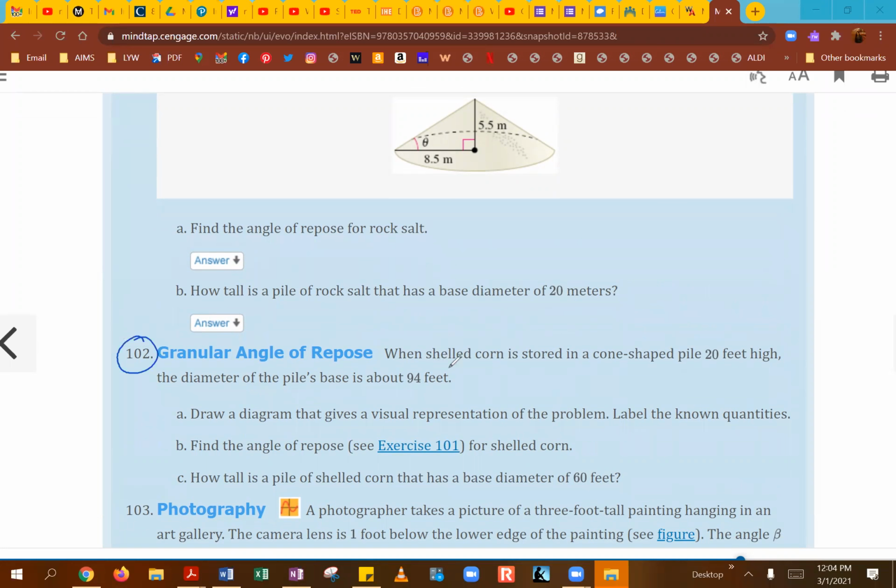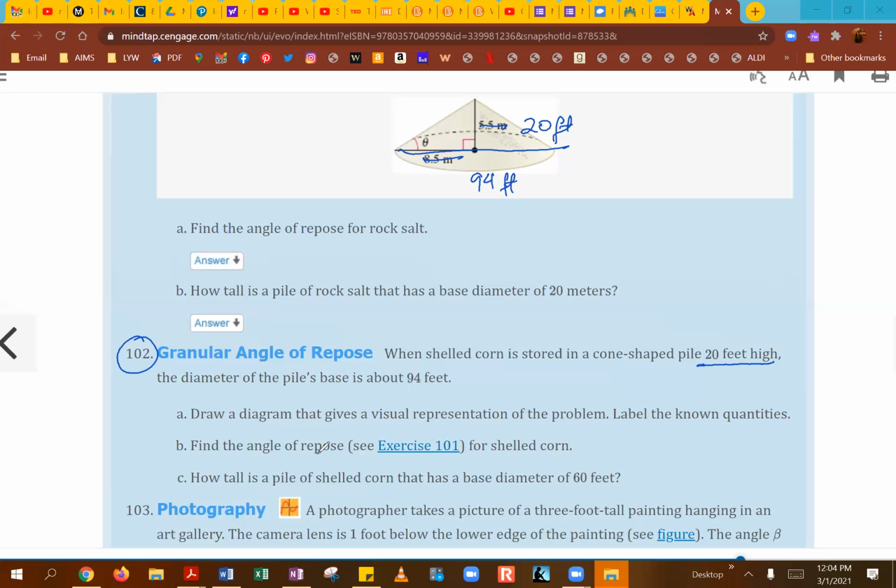So basically they're saying when shelled corn is stored in a cone-shaped pile 20 feet high, the diameter of the pile is about 94 feet. So you can kind of imagine our shelled corn being in this conical shape, like you're seeing in this illustration on the top. They're telling us this pile is 20 feet high, so for our example, that would be 20 feet. And then they're telling us the diameter of the pile, so the diameter is about 94 feet.